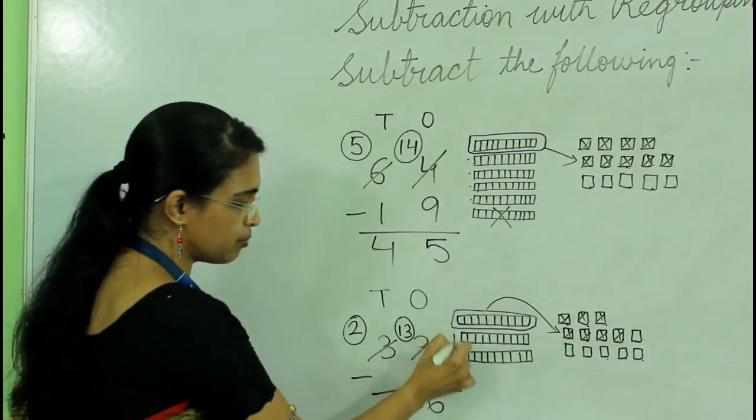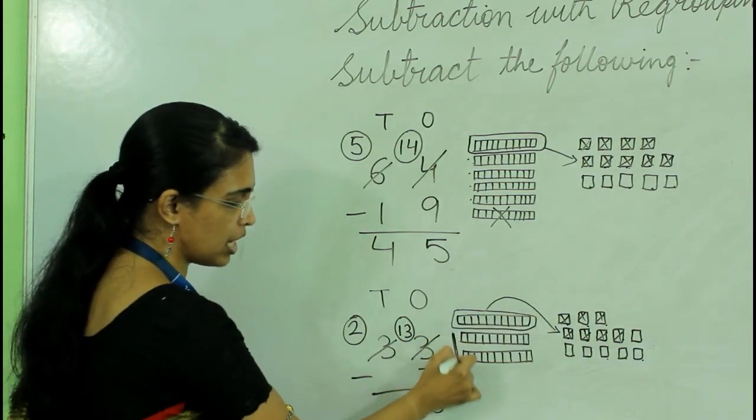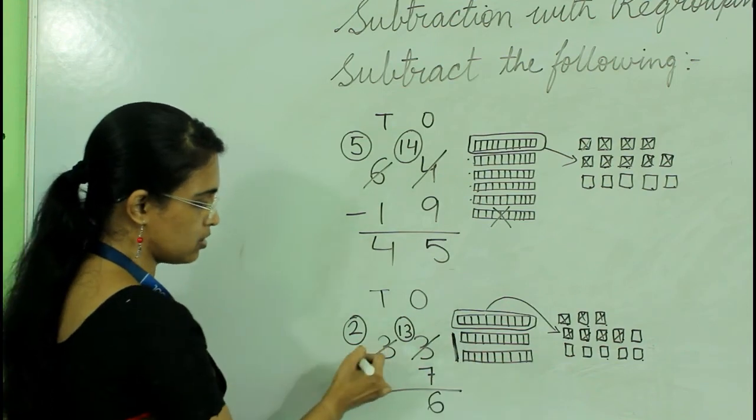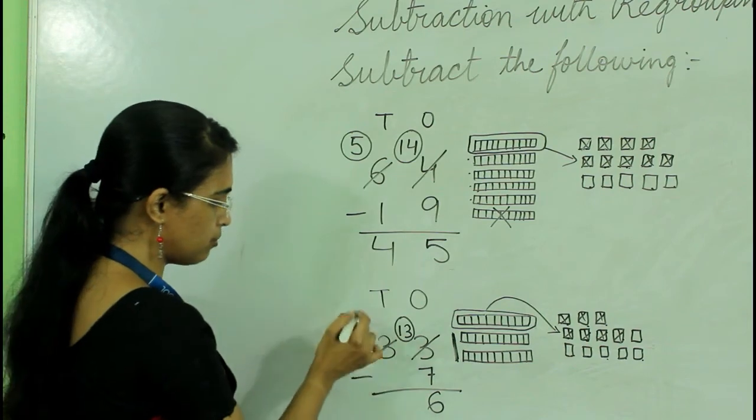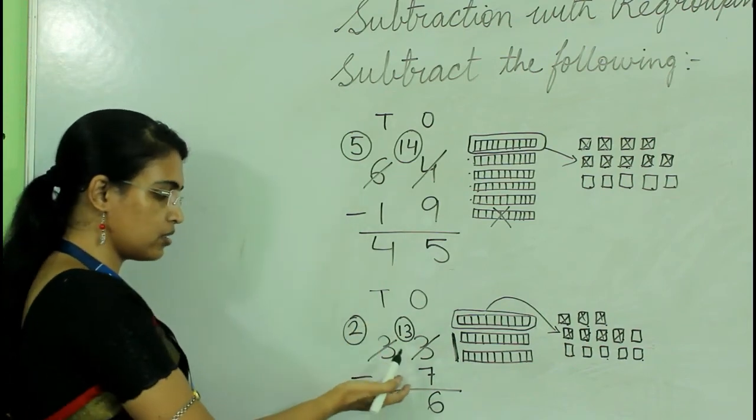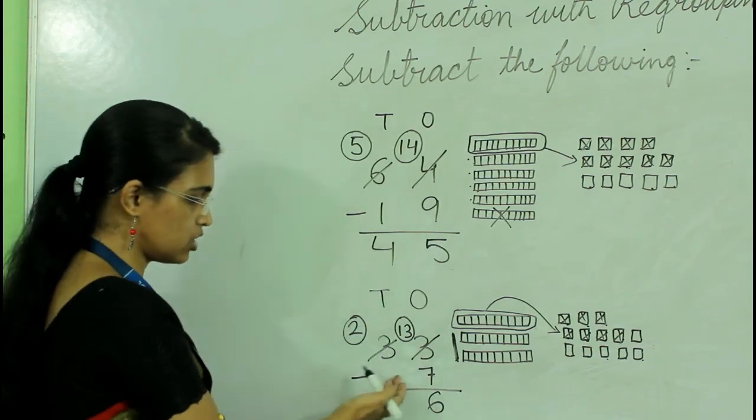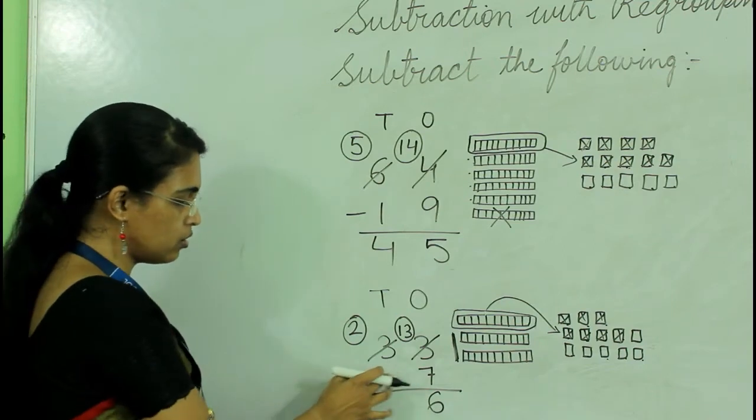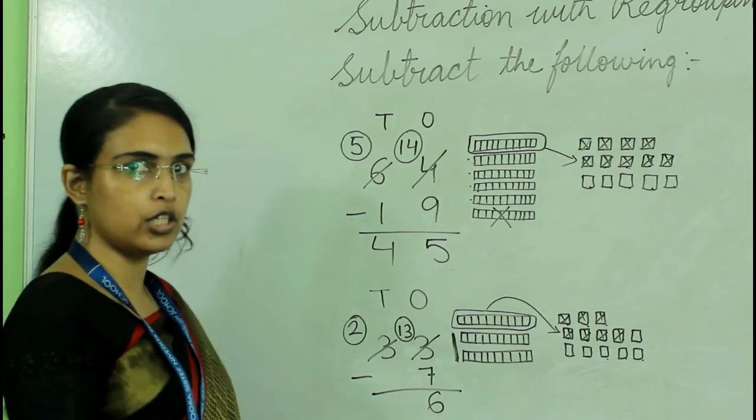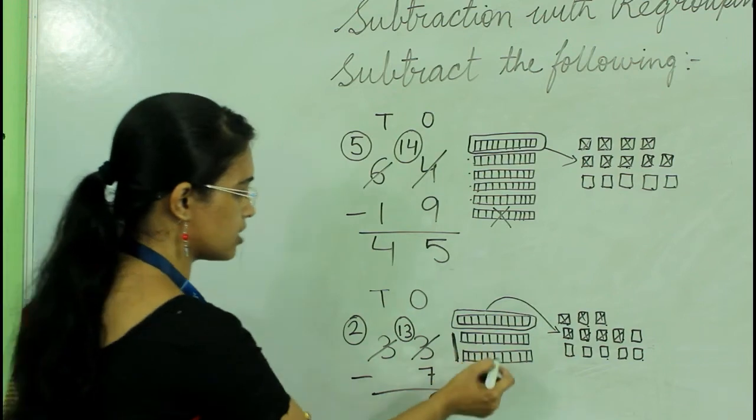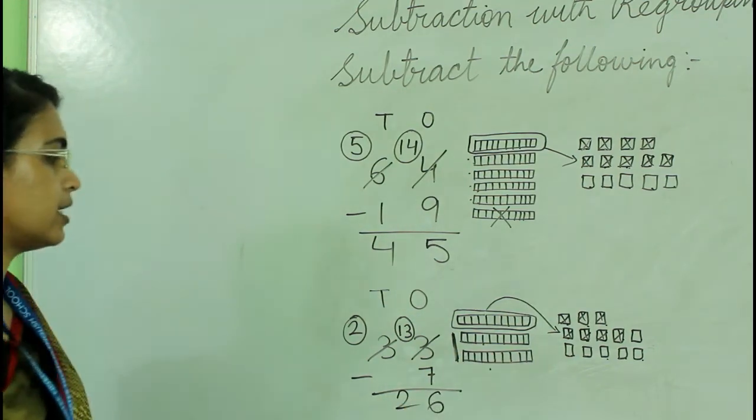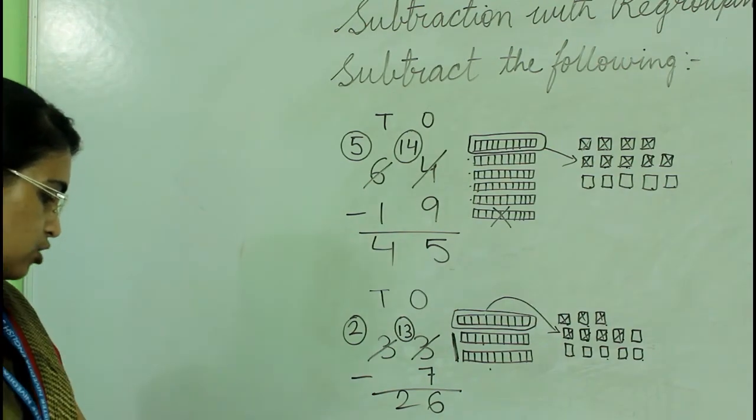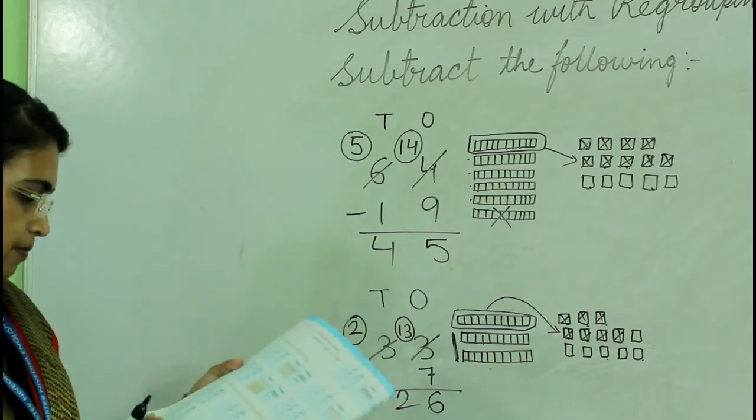So how many blocks we have left? How many groups we have left here? 2. That is, we have to cut this 3 and put it 2. So from this 2, we have to subtract nothing. That is 0. 0 means nothing. So we don't need to subtract. We don't need to cut any group. So the answer is 2, 6. So 33 minus 7 is 26. In this way, you have to do this sum.